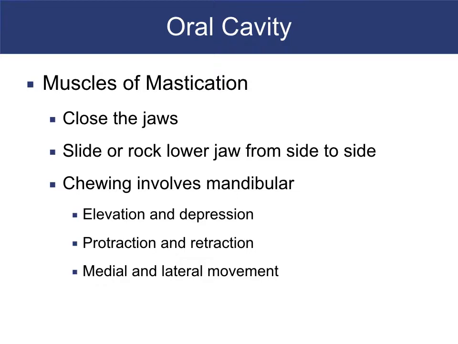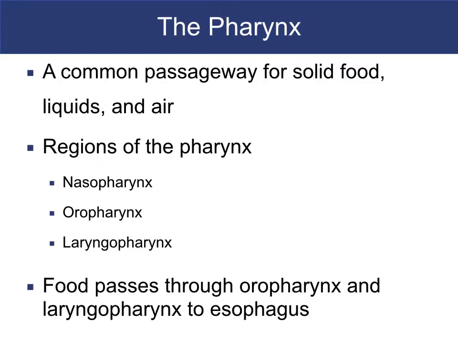Well, here they are. Elevation, depression, protraction is putting your lower jaw out. Retraction is pulling it back in. Medial and lateral movement is back and forth from side to side. So we can really move our jaw around pretty good if we try, but we don't do it all that much. The pharynx is the next, after the mouth comes the pharynx.